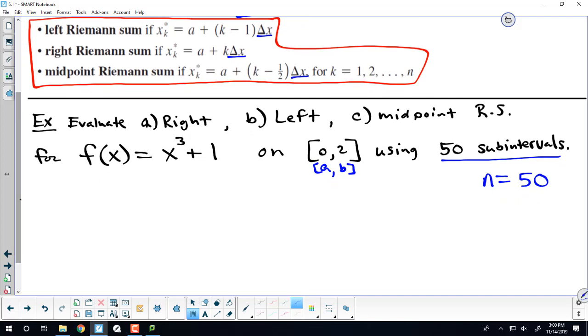So the right Riemann sum, and let's just say first, since delta x is present in all of those, we'll just find delta x, the length of each rectangle. So delta x is 2 minus 0 over the number of rectangles. So 2 minus 0 over 50, which is 1 over 25. So that's the length of each rectangle, whether we're using left, right, or midpoint Riemann sums.